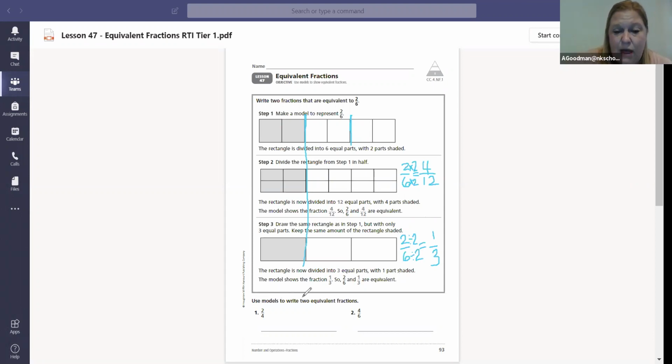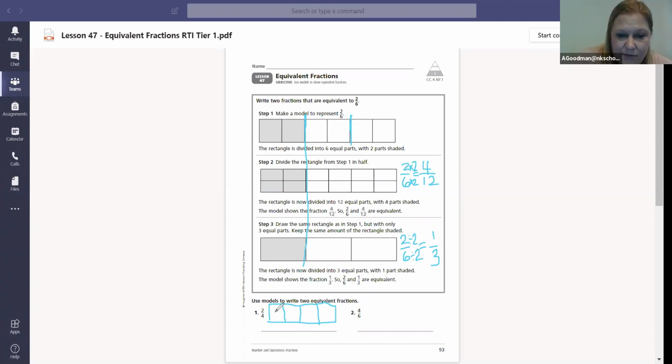It says use models to write 2 equivalent fractions. So the first thing we want to do is make a model of 2/4, right? I'm trying my best to make a rectangle, just gotta go quick. Okay, so 2/4. We're going to split it into 4 equal pieces because that's what the denominator says, right? Equal-ish. All right, so one way we could do that is do this thing that they did right here by taking it, and I'm going to make it a different color.